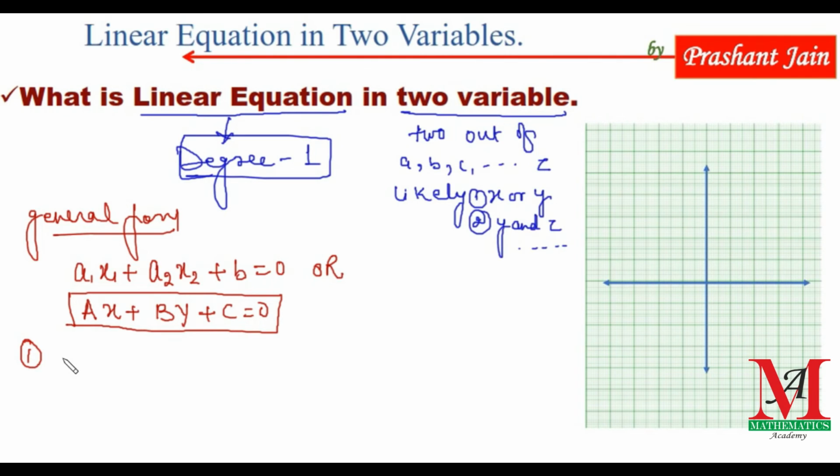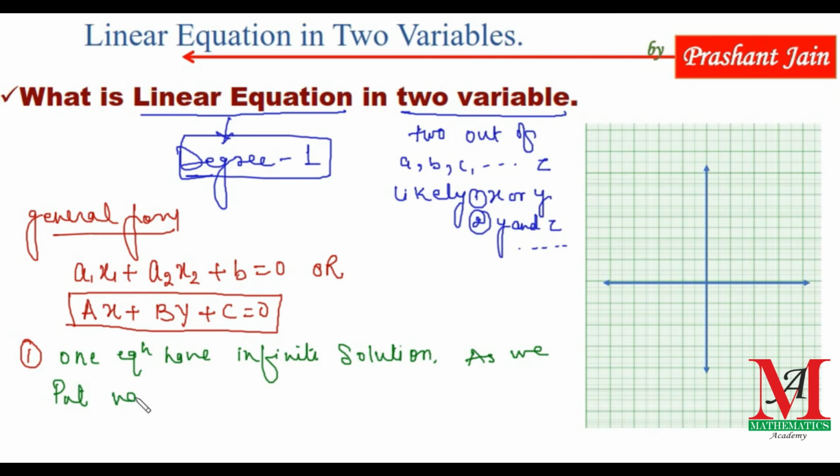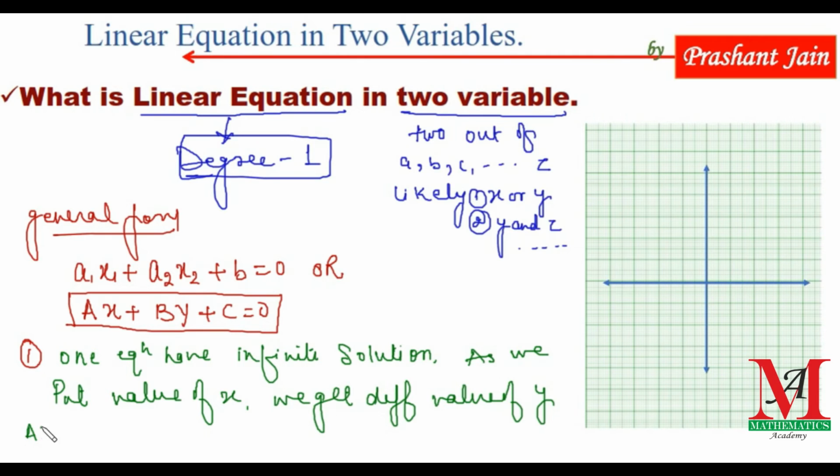Now the thing is, if you have one equation in two variables, then it has infinitely many solutions. How can we say that? As we put different values of x, we get different values of y. It means there are infinite values of x in the real number system, so we will get infinite values of y. So all these points make an infinite number of solutions.